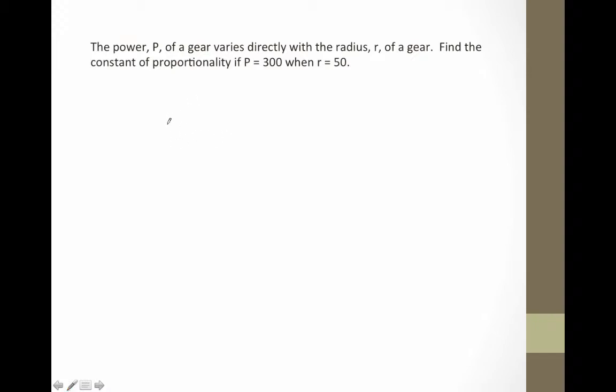Now we have another problem. The power P of a gear varies directly with the radius R. So P equals K times the radius R. So the pertinent information here is P varies directly with R. But then when it says find the constant of proportionality, that means you're solving for K. It can have different names, but they'll all have the word constant in them. So when you see constant of proportionality, that means K.